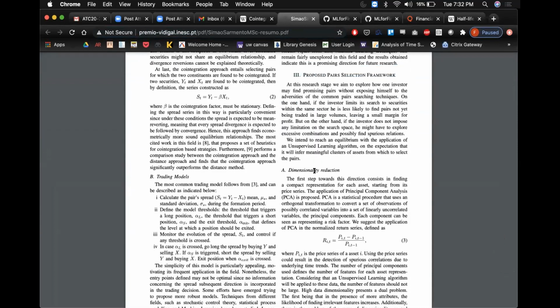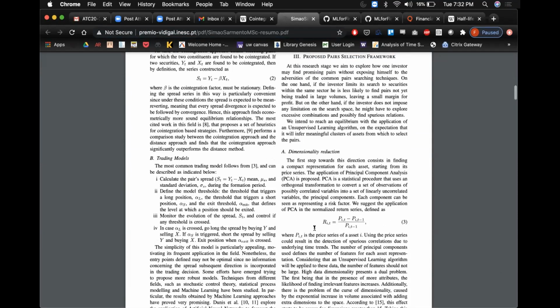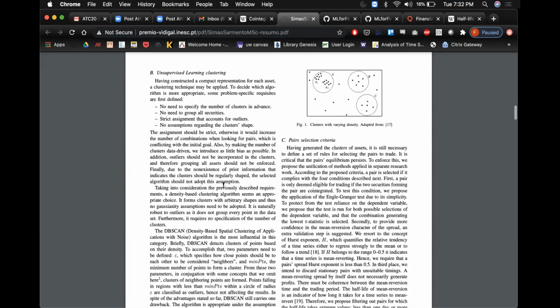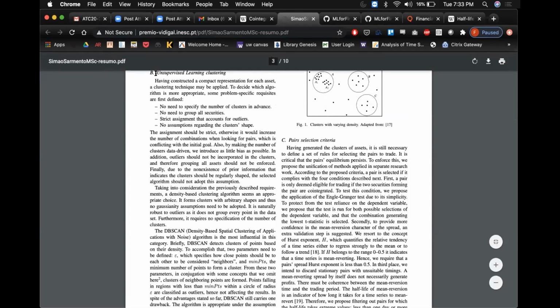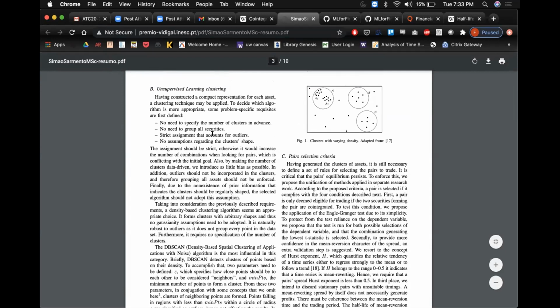So that covers A, dimensionality reduction, which is reducing via PCA, and then B, the unsupervised learning clustering, which is using this OPTICS clustering technique. And so here's a good illustration.